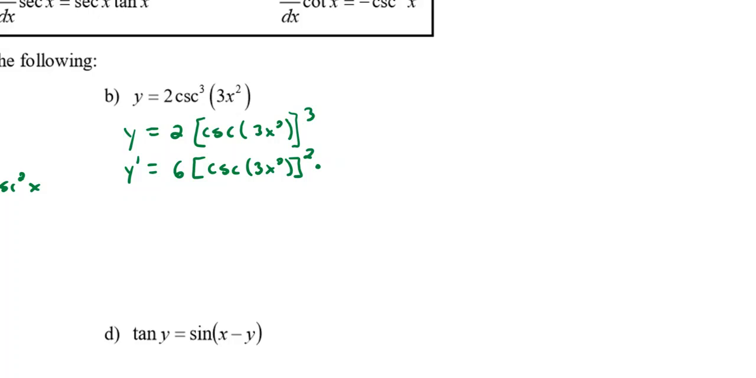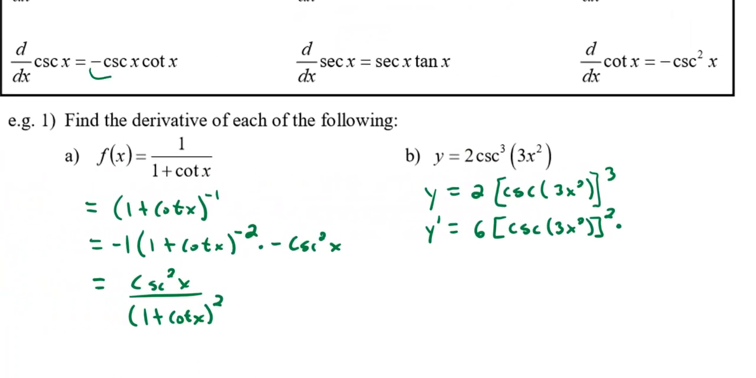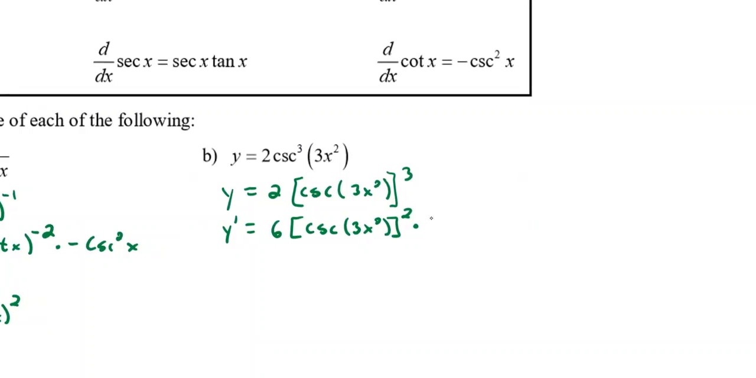So times, and then what was the derivative of cosecant again? Cosecant was that long one. So negative cosecant x cotan x. Negative cosecant x. But it's not x, it's 3x squared, right? That is my x at this point, so I need to make sure I put that into these as well. So 3x squared, and then cotan 3x squared.